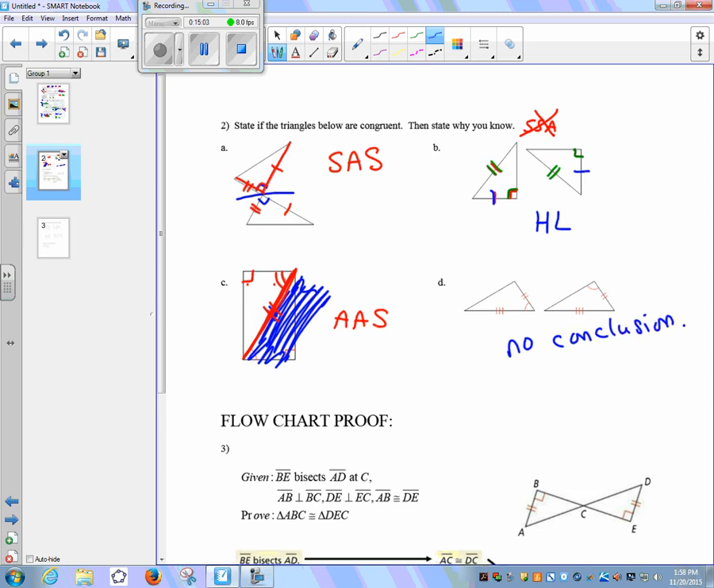Okay, so when you're covering up a triangle, you want to make sure first that both the triangles are marked the same way. So maybe cover up one triangle and then cover up the other triangle so that you can check and make sure that they both are saying the same thing.